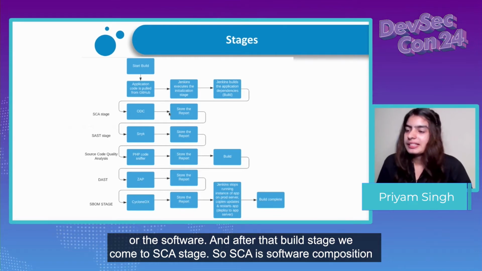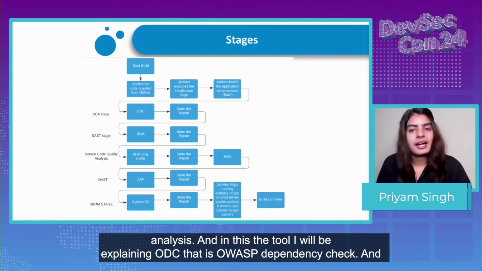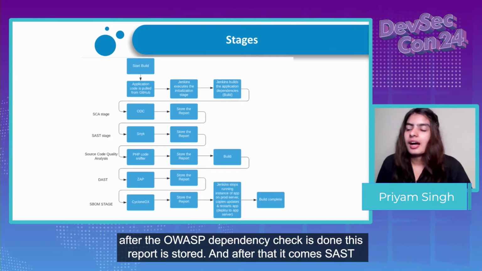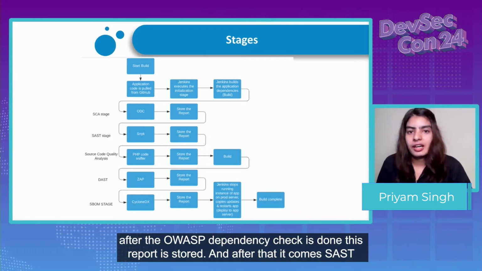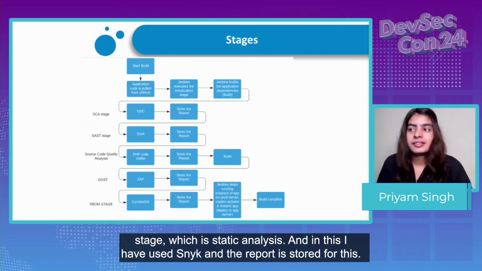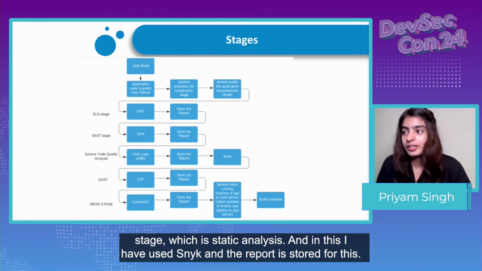And after that build stage, we come to the SCA stage. SCA is software composition analysis, and in this, the tool I will be explaining is ODC, that is OWASP Dependency Check. After the OWASP Dependency Check is done, the report is stored. And after that comes the SAST stage, which is static analysis. In this, I have used Snyk, and the report is stored for this.